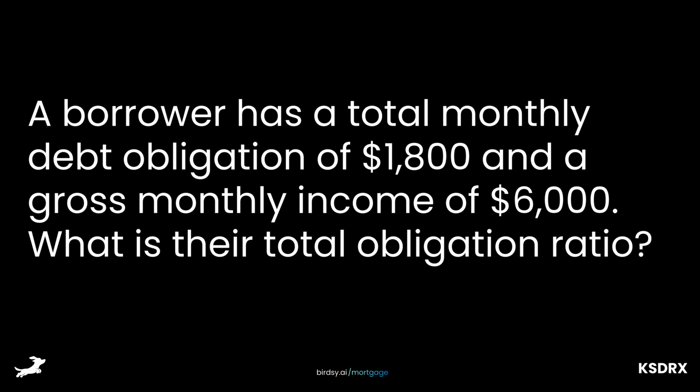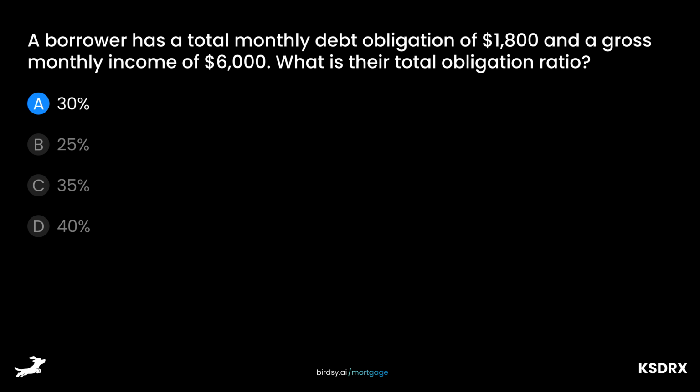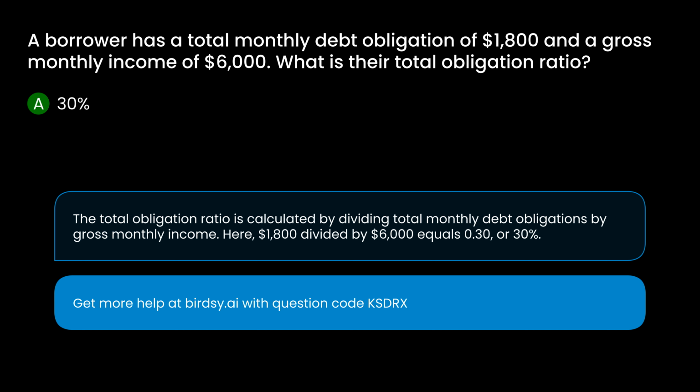A borrower has a total monthly debt obligation of $1,800 and a gross monthly income of $6,000. What is their total obligation ratio? Is it A, 30%, B, 25%, C, 35%, or D, 40%? The answer is A, 30%. The total obligation ratio is calculated by dividing total monthly debt obligations by gross monthly income. Here, $1,800 divided by $6,000 equals 0.30, or 30%.